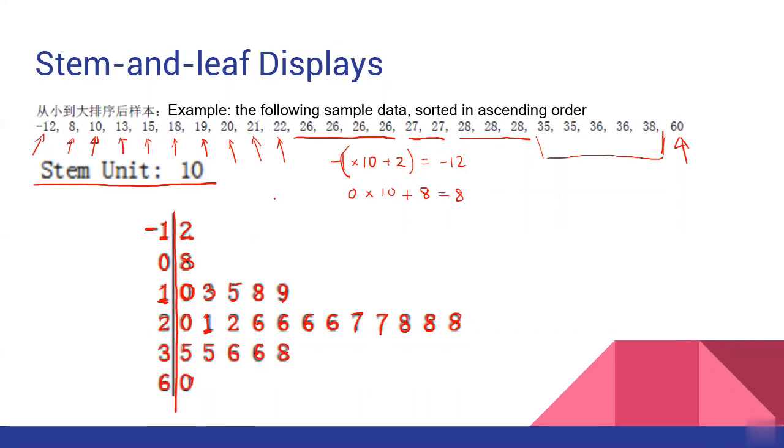Okay, this is how we draw the stem and leaf display. And this diagram also roughly displays the distribution of the one-dimensional data, right? As you can see here, most of the data are concentrated in 10 to 38. It's a very rough distribution display of the one-dimensional data. Understand?